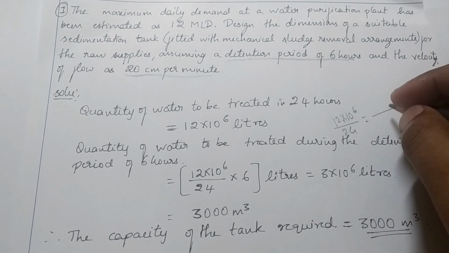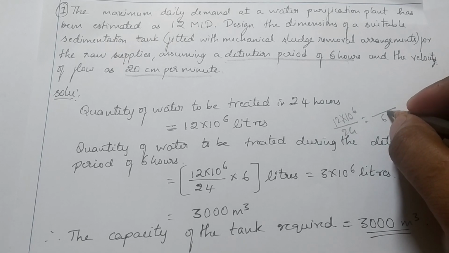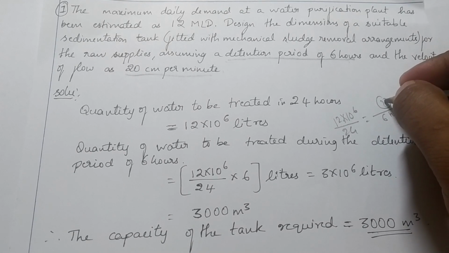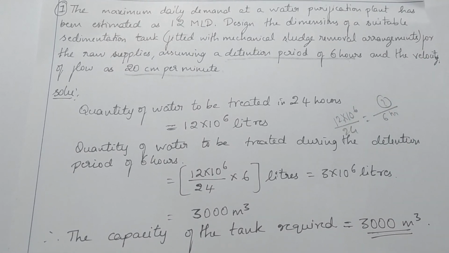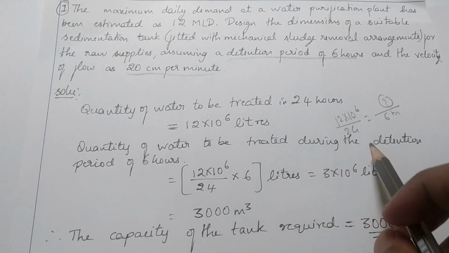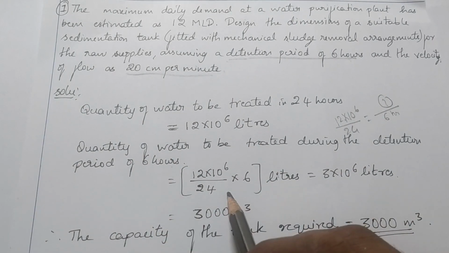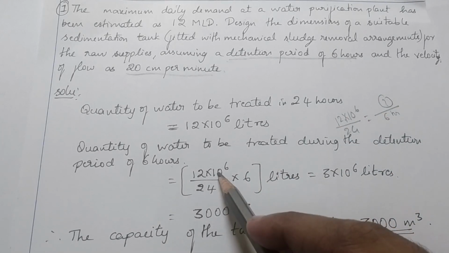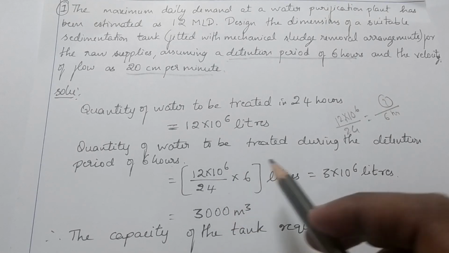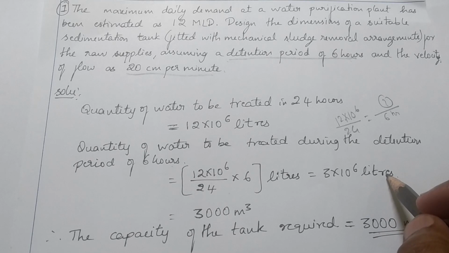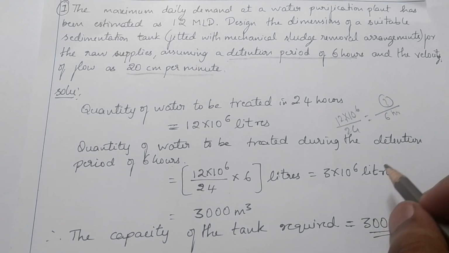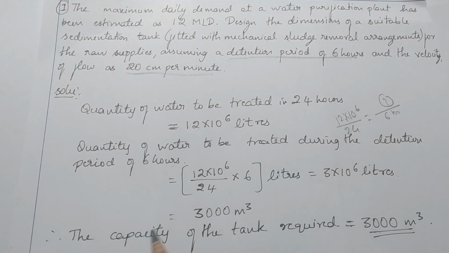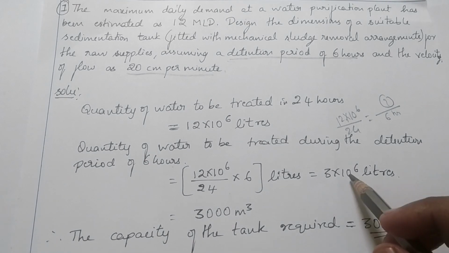So what amount of water do I need to treat within 6 hours? That's the question. The capacity which we will get here is nothing but the volume of the tank which we need. So the quantity of water to be treated during the detention period of 6 hours is 12 into 10 power 6 divided by 24 into 6, which gives you 3 into 10 power 6 liters. This is the capacity of the tank required.